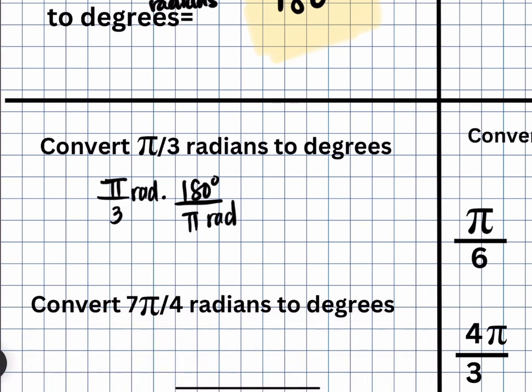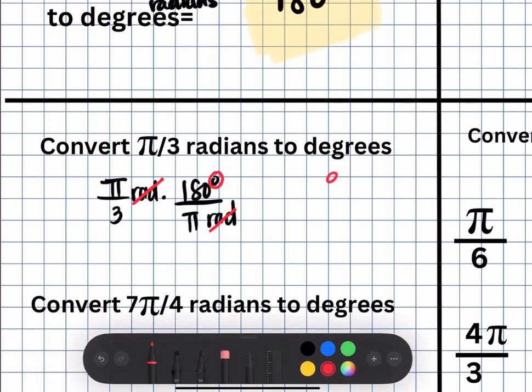Same thing happens here. The radians on the top and radians on the bottom are gone, and I'm left with degrees, so I know my answer is going to be in degrees. And what else is the same on the top and the bottom? I have a pi on the top and a pi on the bottom. So I'm left with 180 on the top and 3 on the bottom. So 180 divided by 3, if I simplify this, is 60 degrees. So I know that pi over 3 is the same as 60 degrees.